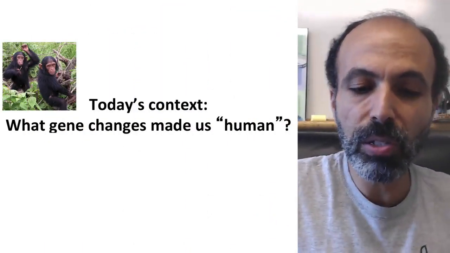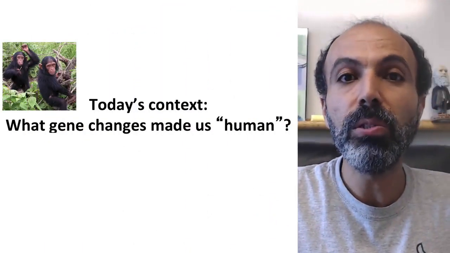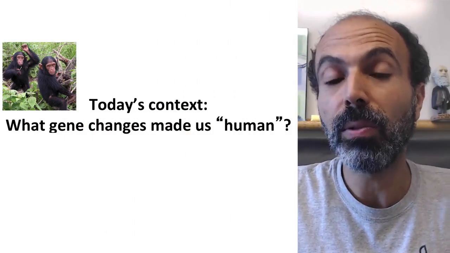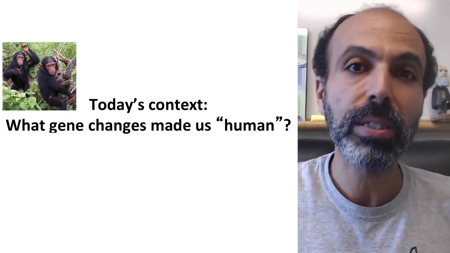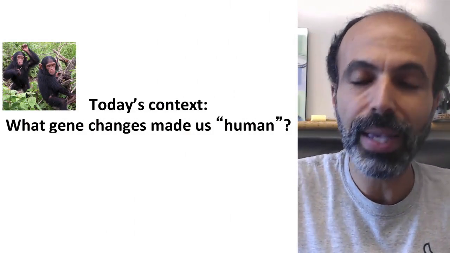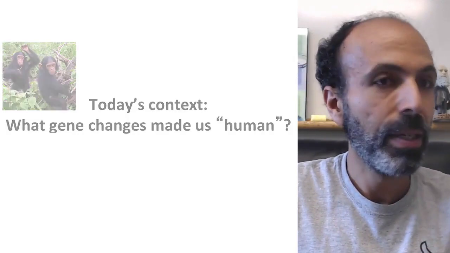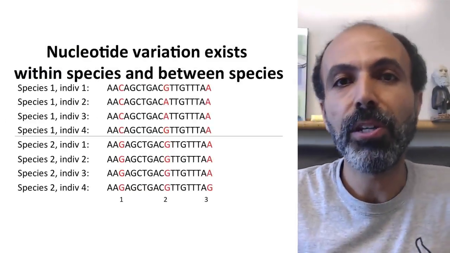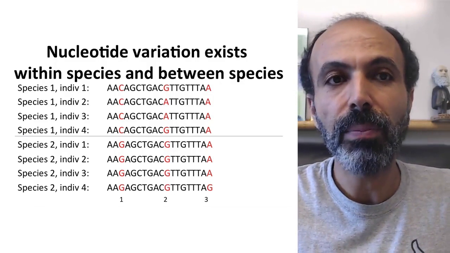Well, there are several challenges in trying to search for the signatures of natural selection at individual genes and infer the historical processes that operated on them. In this set of videos, we'll be looking at this particularly in the context of the gene changes that make us human. So what we'll do is we'll compare human sequences to those of our closest living relatives, which are chimpanzees, depicted here. Now, nucleotide variation exists within species and between species.